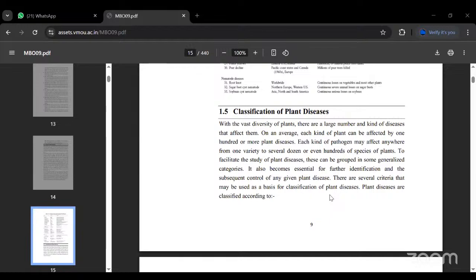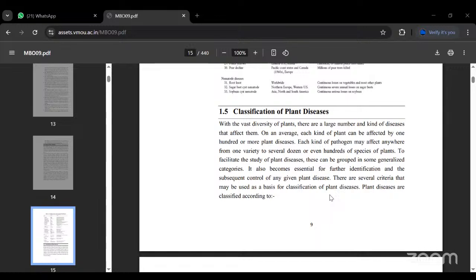The overview of the kinds of diseases that affect them. On average, each kind of plant can be affected by 100 or more plant diseases. Each kind of pathogen may affect anywhere from one variety to several dozen or even hundreds of species of plants.